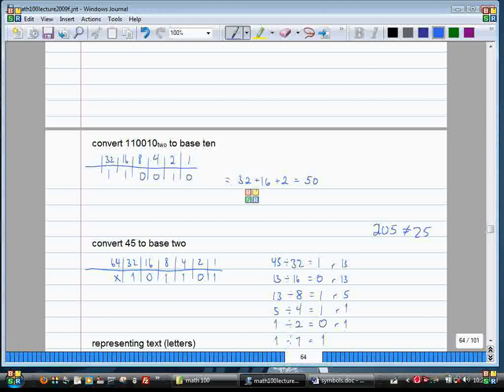Base 10 is what we always use. Because what are the place values that we always use? Ones and then tens, hundreds, thousands. So this is base 10. Sorry? Yes. Okay.